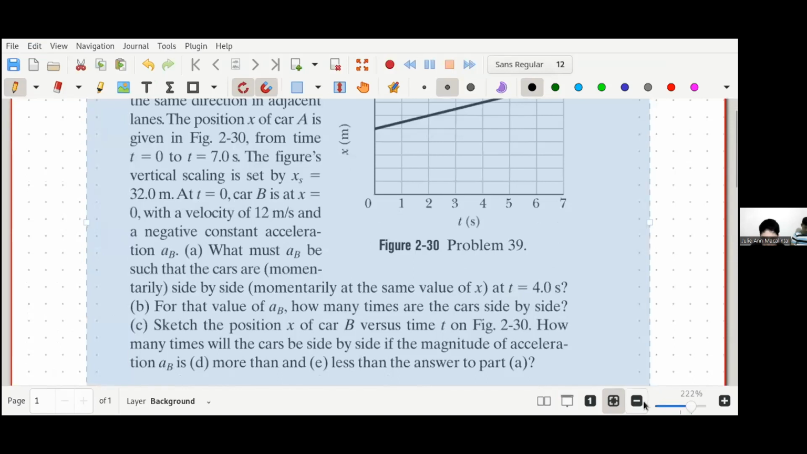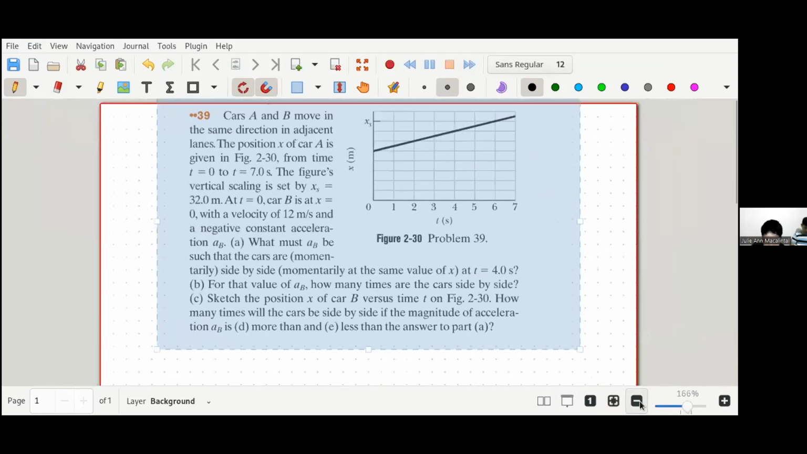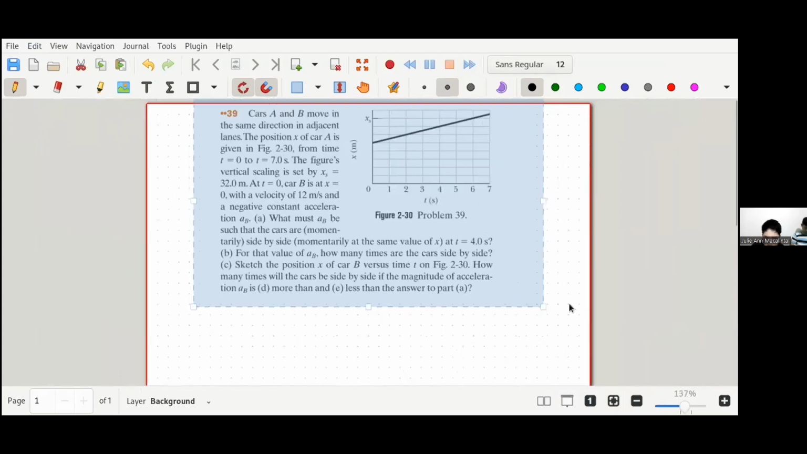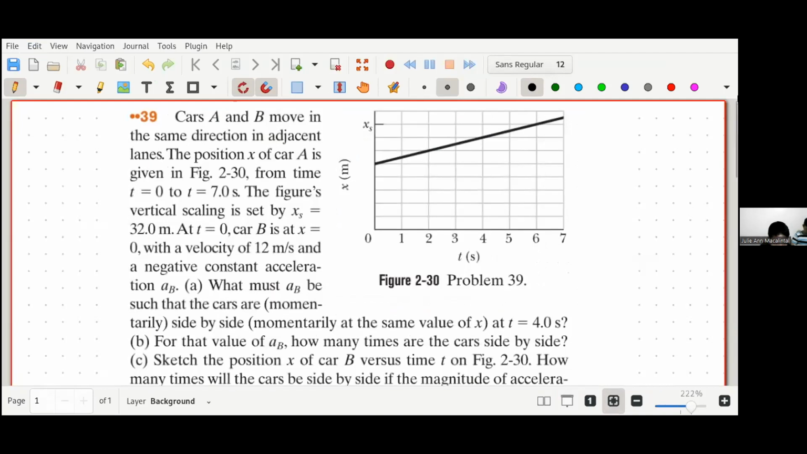Okay. So cars A and B move in the same direction in adjacent lanes. So tingnan natin yung problem statement. The position of car A is given in figure 2-30. Okay, so ito yung meron tayong graph. XS is set by XS equals 32 meters. So, sige, markahan natin. So if this is 32, 1, 2, 3, 4, 5, 6, 7, 8, so 4 units yung isang division.